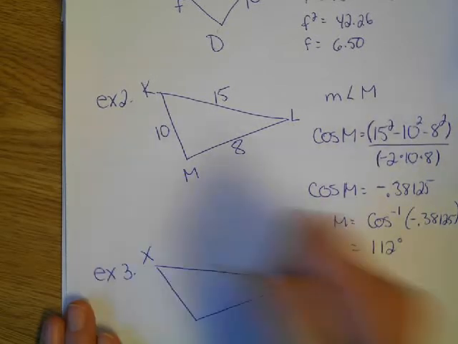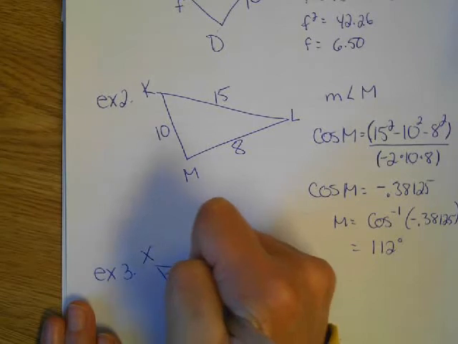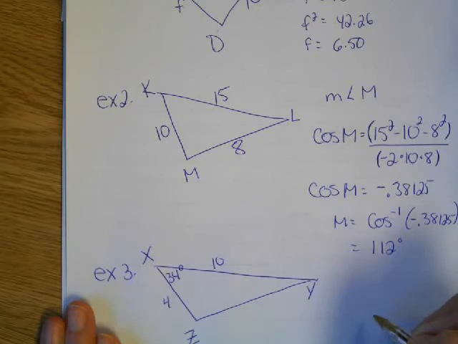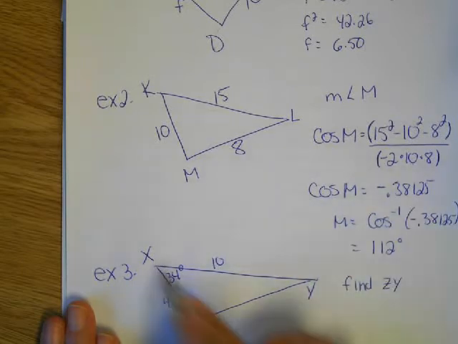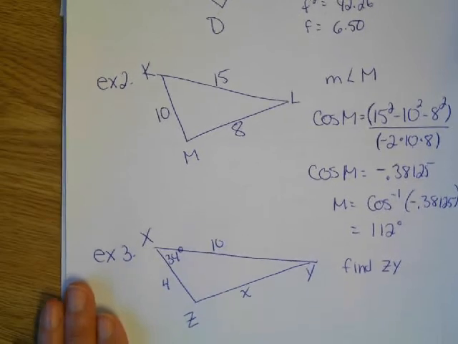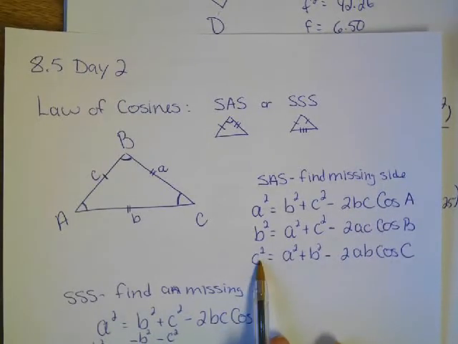So, XYZ. 34 degrees here. 4 here, 10 here. Our goal is to find ZY. That means the length of ZY, that would be side little x. Again, can't do law of sines here because we don't have a side and an angle that we know. So, side length. So back to this version of the formula.